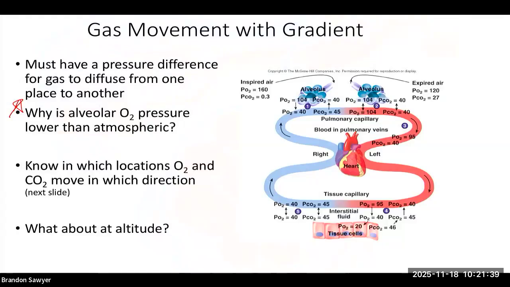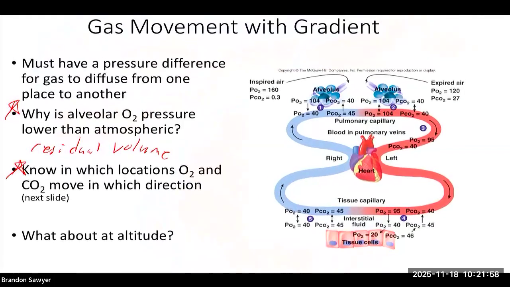All right, well, let's walk through these questions here together. This question we already dealt with, but what would be the answer to this? Why is alveolar O2 pressure lower than atmospheric? What was the answer for that again? Residual volume, right? The air has to mix with residual volume. Okay, we'll deal with this on the next slide.